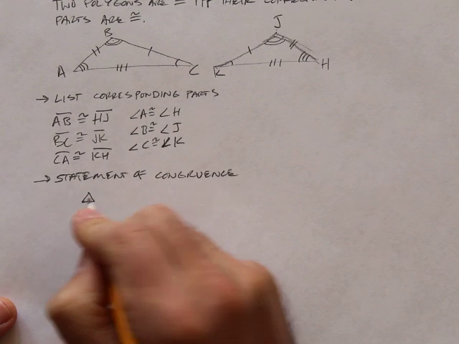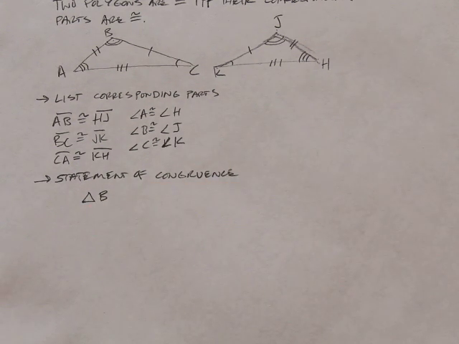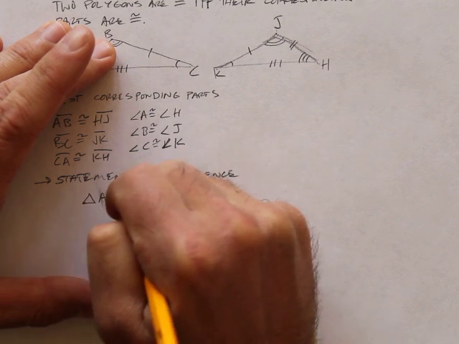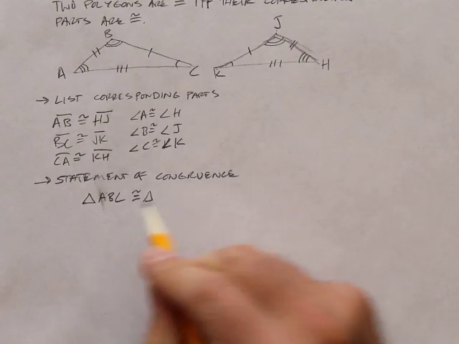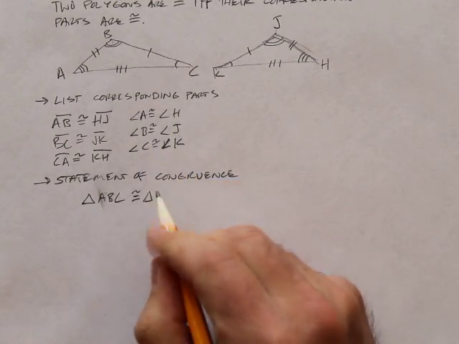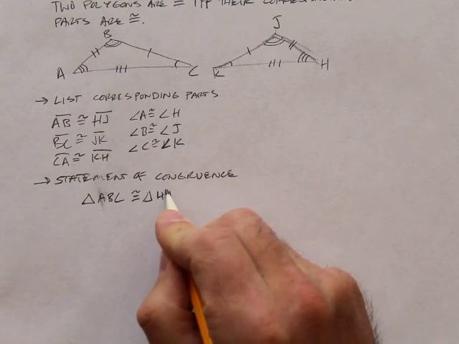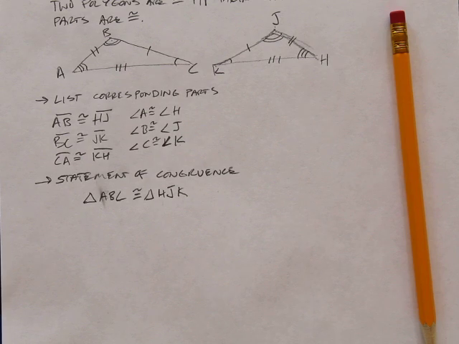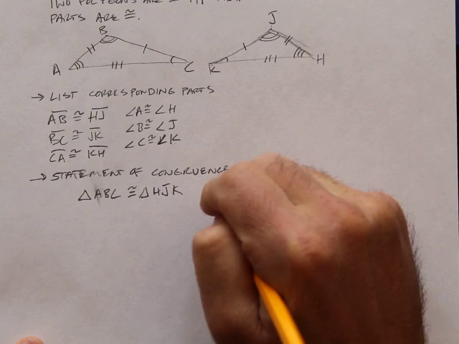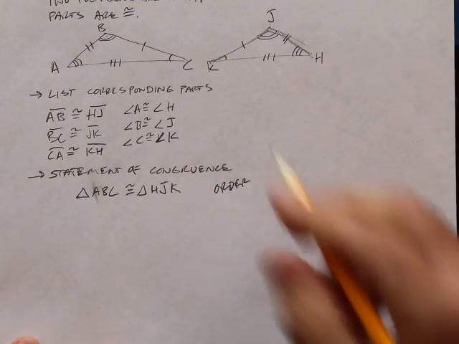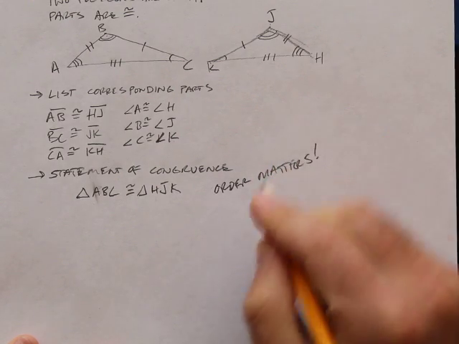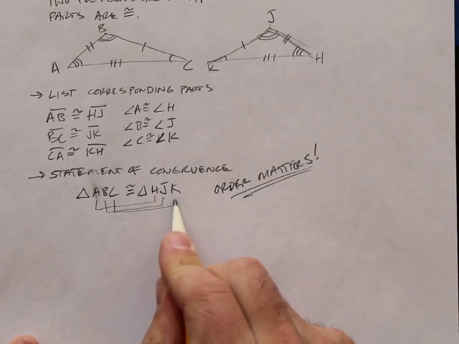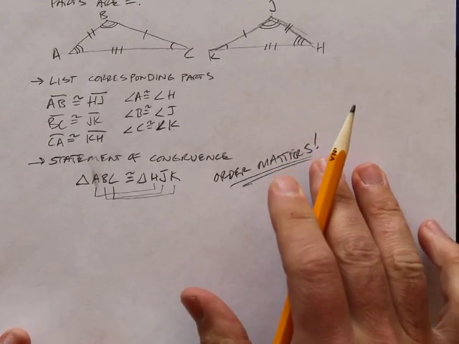And so I'm going to say triangle ABC is congruent to triangle. Now, order matters. So I know that A is congruent to H, so I'm going to put H here. And B is congruent to J, I'm going to put that there. C is congruent to K, so I'm going to put that there. Order is important. So notice how I have A and H, B and J, and C and K. The order of the triangle matters.